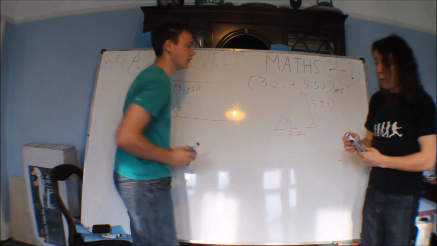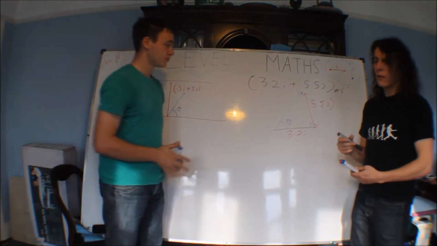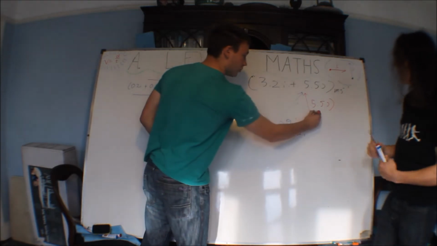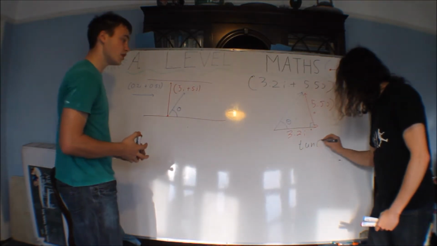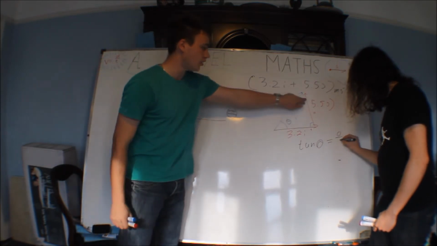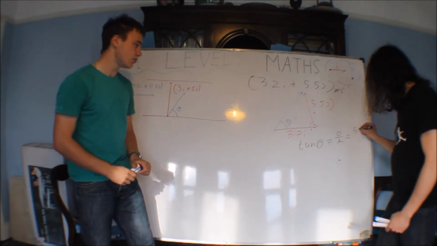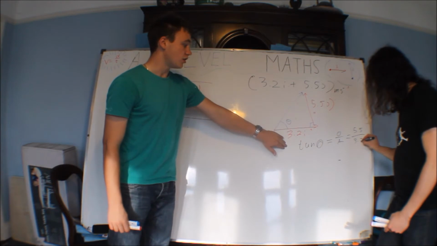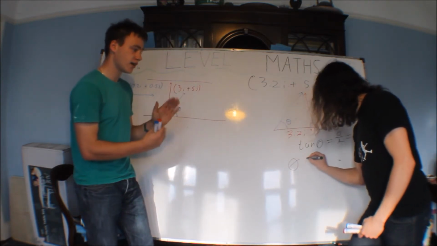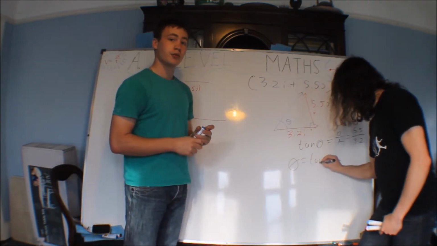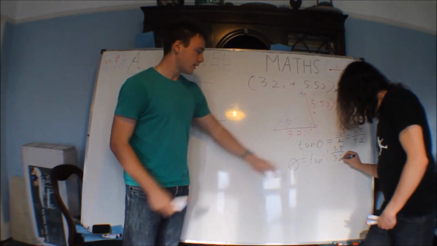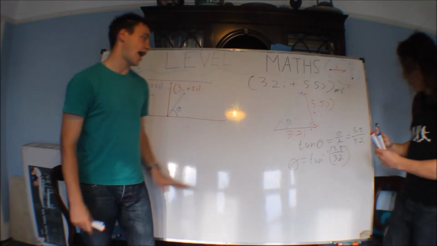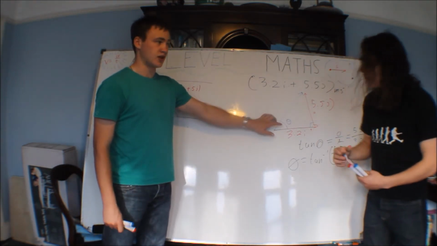Like before, we're going to use tan, because we've got opposite and we've got adjacent. So tan theta equals opposite over adjacent, so tan theta equals 5.5 over 3.2. So theta, the angle it makes to the bank, is tan to the minus 1 of 5.5 over 3.2, which I cannot do in my head. Tan to the minus 1 of that will give you the angle to the bank, and that's another typical question they can ask.